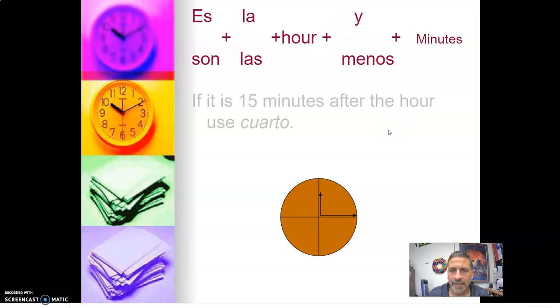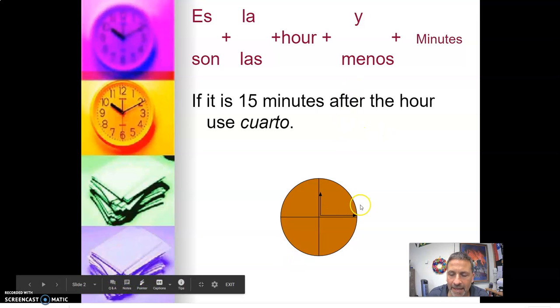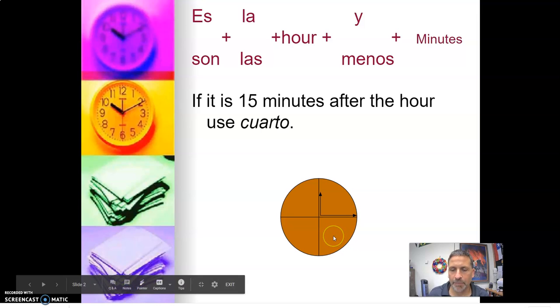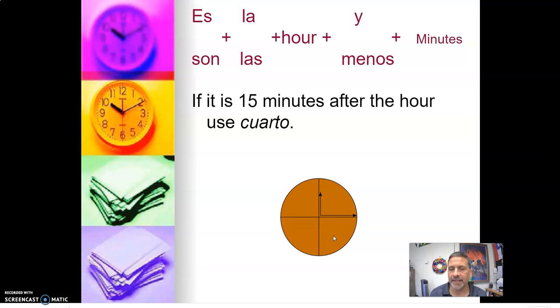So let's say that the big hand is 15 minutes after 1 o'clock. Let's say, for example, it's 1:15. I would use cuarto. I'm not going to say quince. I'm going to use cuarto. So it's es la una y cuarto, 1:15. If it's a quarter after or a quarter till, I'm going to use cuarto.